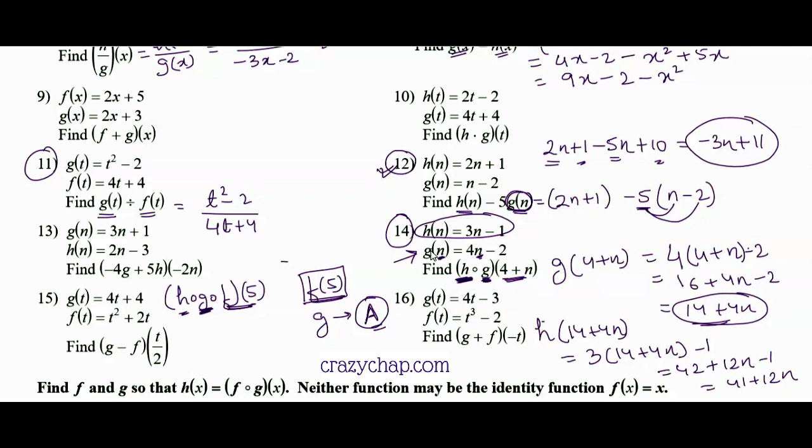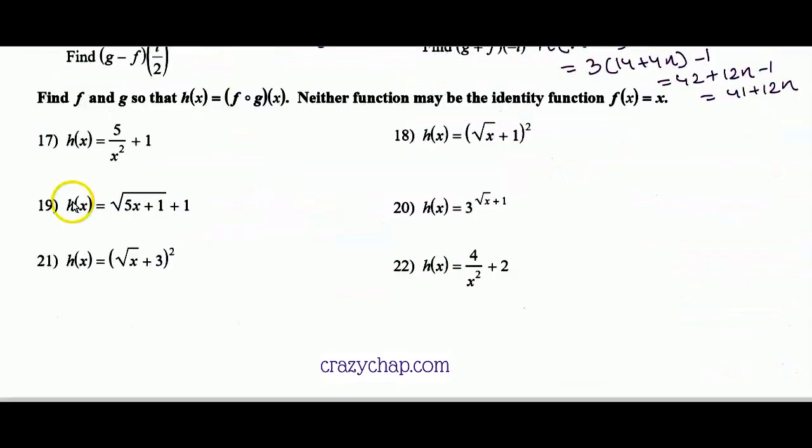Fine. Let's come to question number 17. Find f and g so that h(x) equals f∘g(x), and the condition is that neither function may be the identity function f(x) = x. We'll do that later. First of all, we'll have to find what my g(x) function is. My first job is to find the g(x) function.